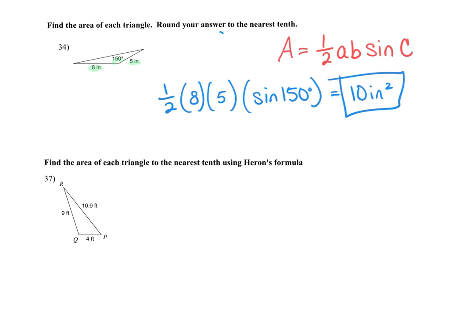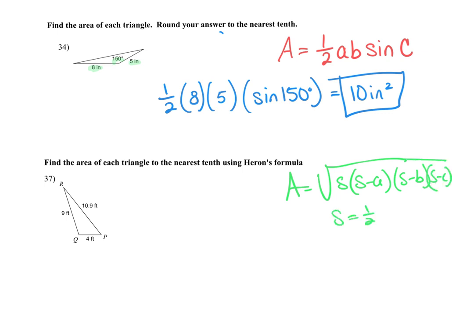Okay. So for this one, you have to find the perimeter, cut it in half, and then multiply it times the difference. So Heron's formula for area is the square root of S, and then that times the difference between all of your sides. And remember, S is 1/2 your perimeter. All right. So the first thing you want to do is find S for this one.